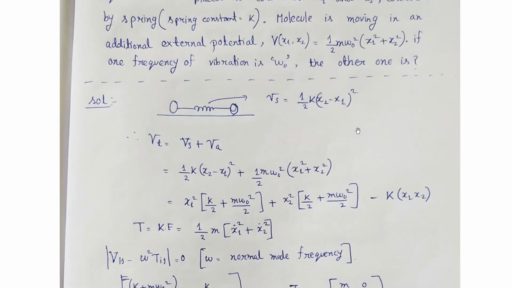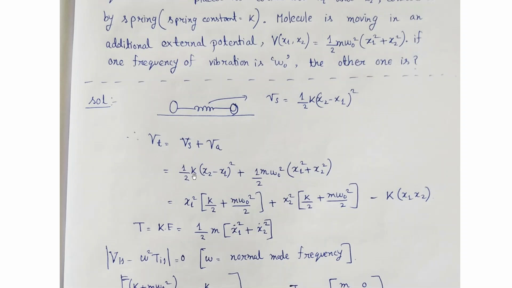So this is the problem, and this is actually a simple problem. When you have a two mass spring system, if you give a little displacement x1 to the first mass and x2 to the second mass, then your spring potential energy will be k by 2 into x2 minus x1 whole square. This is the change in length of the spring. Now you have the total potential energy Vt equal to Vs, that is the spring potential energy, plus Va, the additional potential energy, that is m omega naught square by 2 into x1 square plus x2 square. This is some external thing which you are applying to these particles.